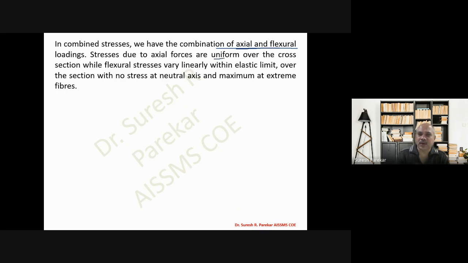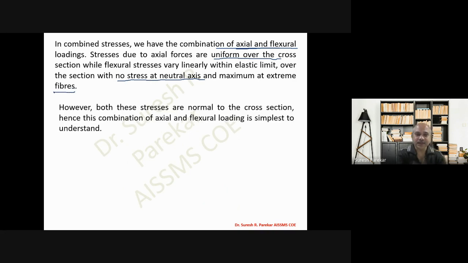This is most important. We have same over the cross section, while flexural stresses vary linearly with elastic limit over the section with zero stress. So you can see this. Zero stress at neutral axis, maximum at extreme fibers. And then we have to combine this.